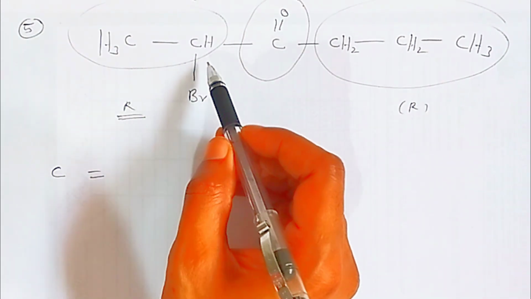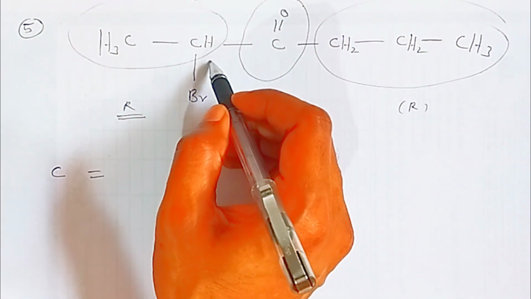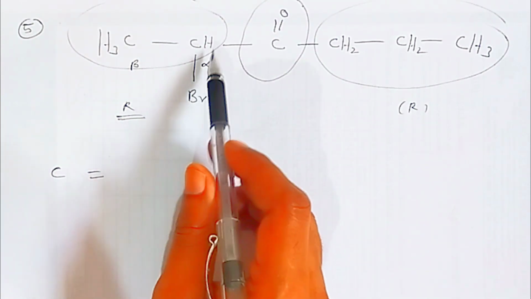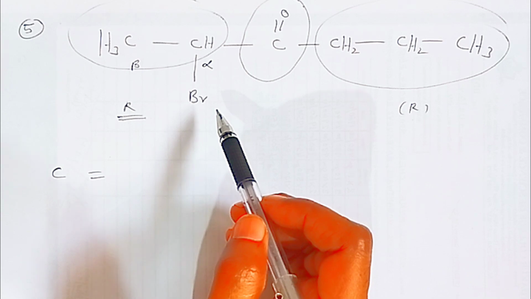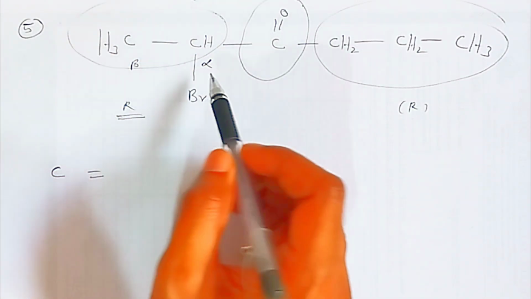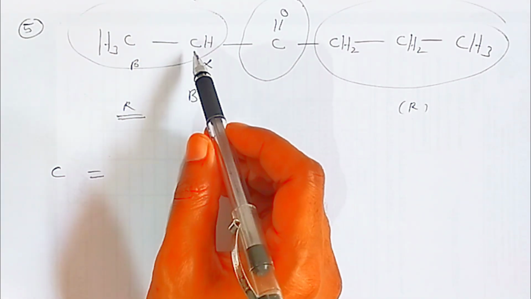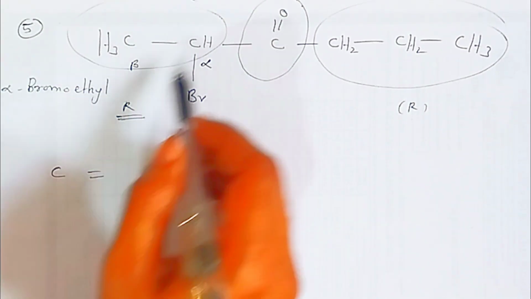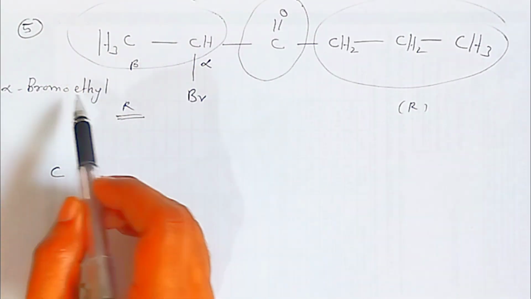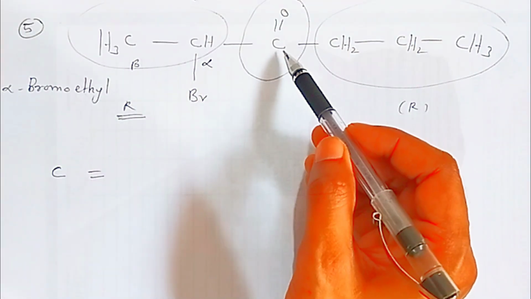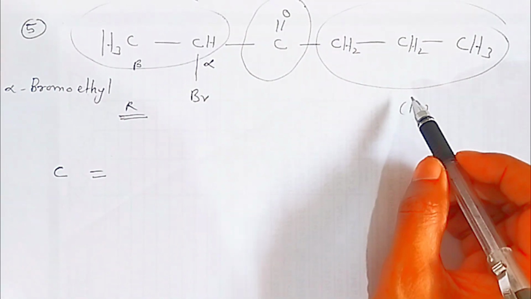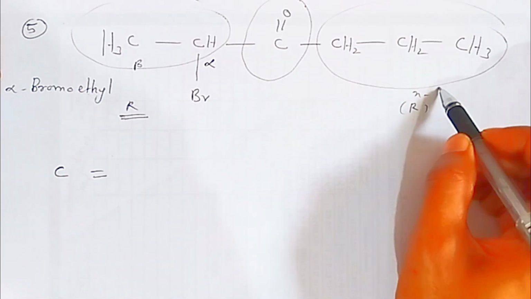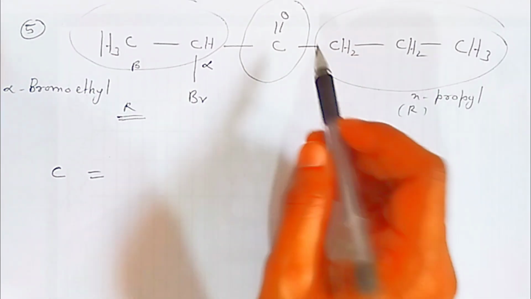So both the valencies are occupied by alkyl groups, so we call it a ketone. But at this substituent, students, this is the alpha carbon and this is the beta carbon. Where the substituent is attached, that carbon we name the alpha carbon. Okay students, what will be the name of this alkyl? This is alpha bromo ethyl. What is the name of this alkyl, students? Which alkyl is attached to the other carbon of the carbonyl? Yes, students, normal propyl. Here we call it N propyl. N propyl is attached to the carbon of the carbonyl.